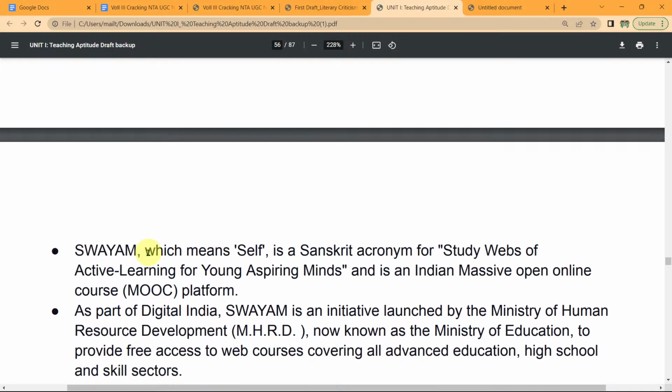Swayam is a Hindi word, and that means self. It is a Sanskrit acronym for Study Webs of Active Learning for Young Aspiring Minds. That you should remember: Study Webs of Active Learning for Young Aspiring Minds. That is the full form of Swayam. And it is an Indian massive open online course platform, called a MOOC, that we'll discuss soon in this class itself.